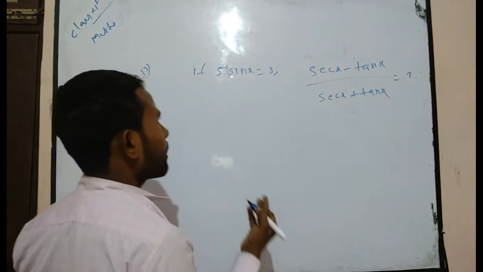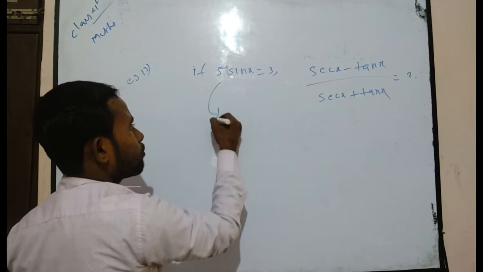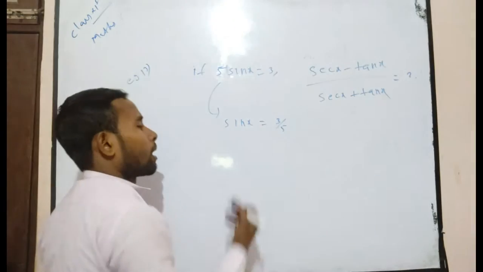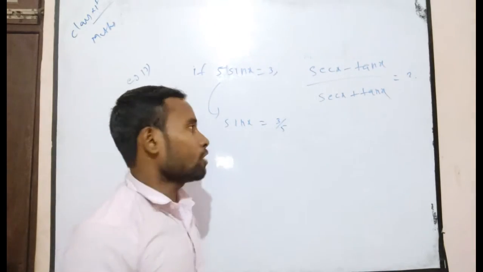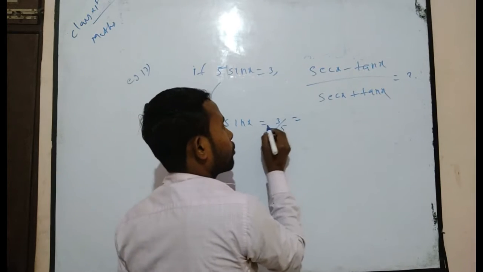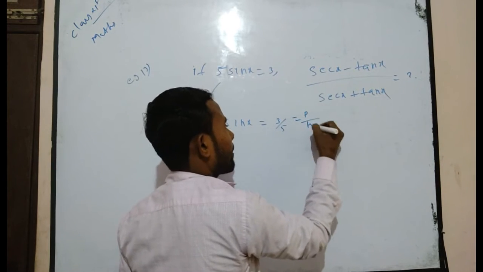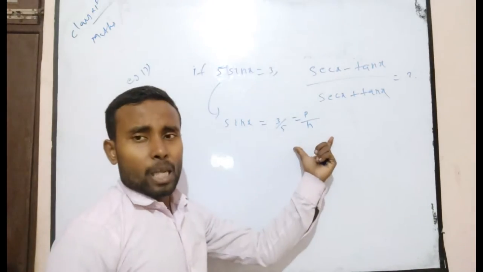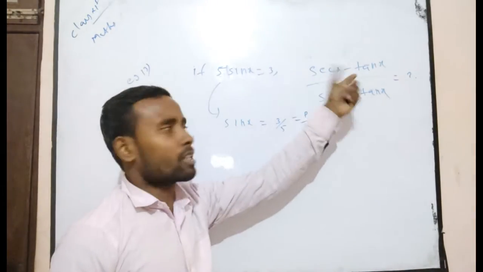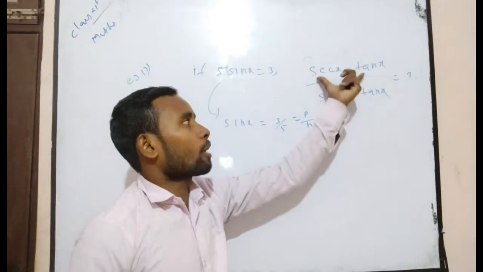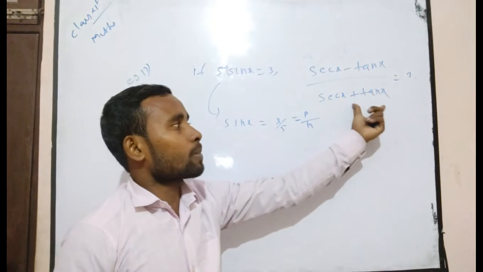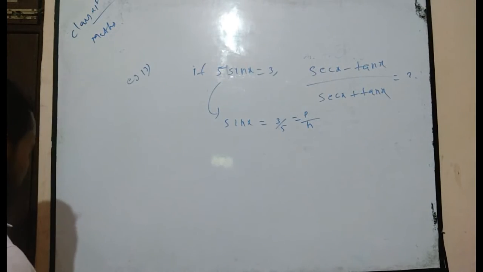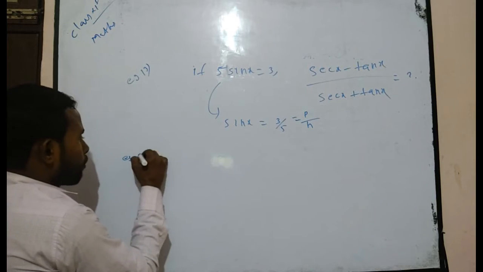Because with the help of this equation you can find sin x is equal to 3 by 5. If you know the value of sin x is equal to 3 by 5, then you can find, as you know that 3 is the perpendicular and 5 behaves as the hypotenuse. In that case you can find the base easily. If you find the base, then you can find sec x so easily as well as tan x. After putting the values of sec x and tan x in the expression, finally you get the answer. So I leave it. Now we take example 14.